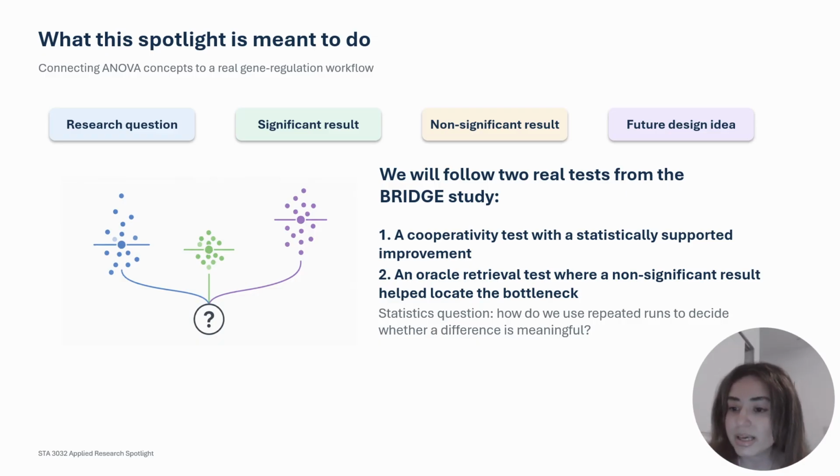How do we use the replications to decide whether a difference is meaningful? And that is the core idea of ANOVA. ANOVA is about understanding the differences and seeing if the source of the variation is meaningful and significant.